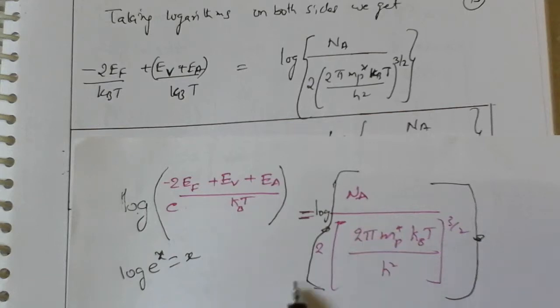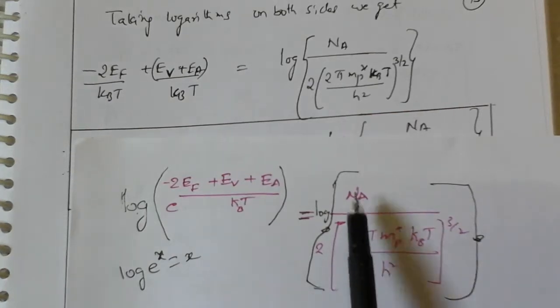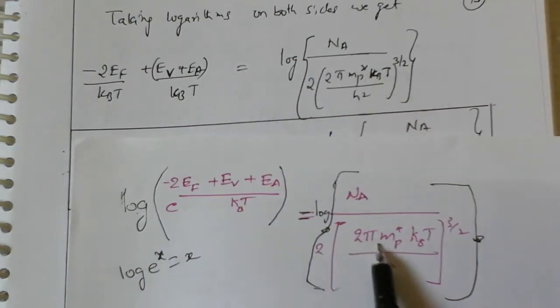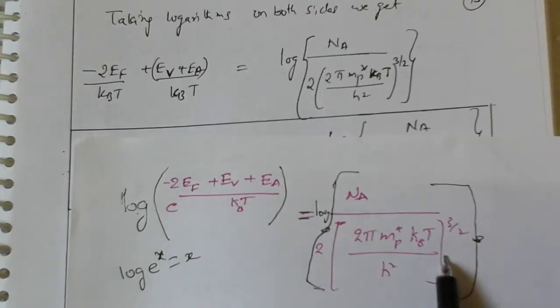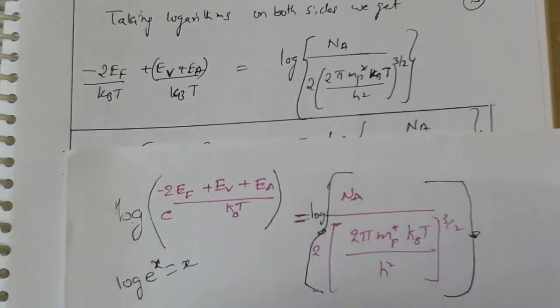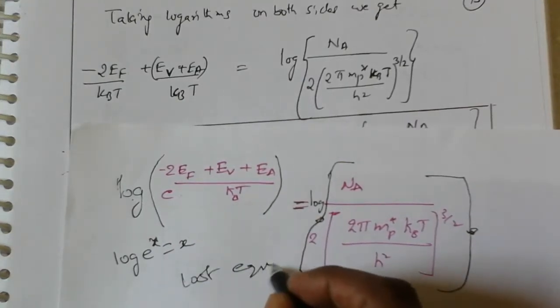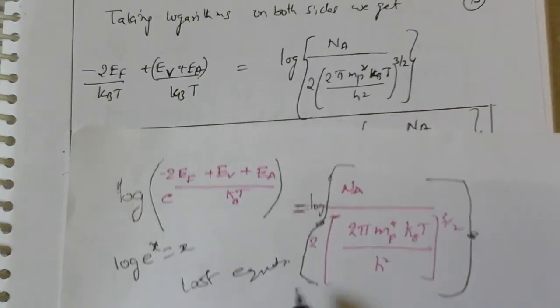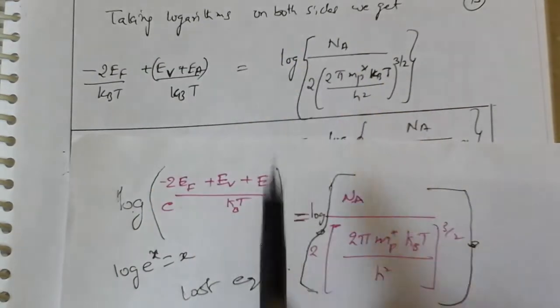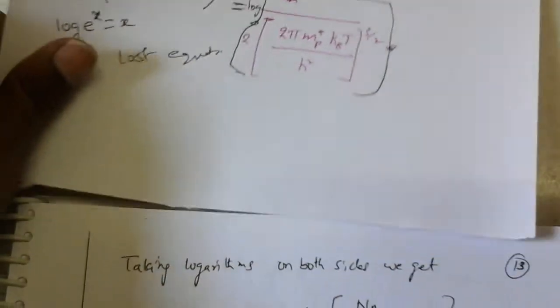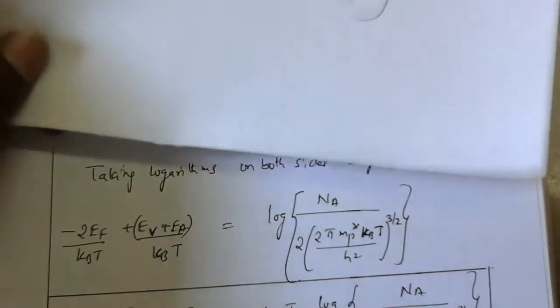And the previous value, NA, as it is, NA by 2 into 2 pi me star kBt by h square whole power 3 by 2, is what we got in the last equation. After taking logarithm, this total equation is going to become like this. Actually we have to show it like this, but due to page convenience I am unable to tell you this one.